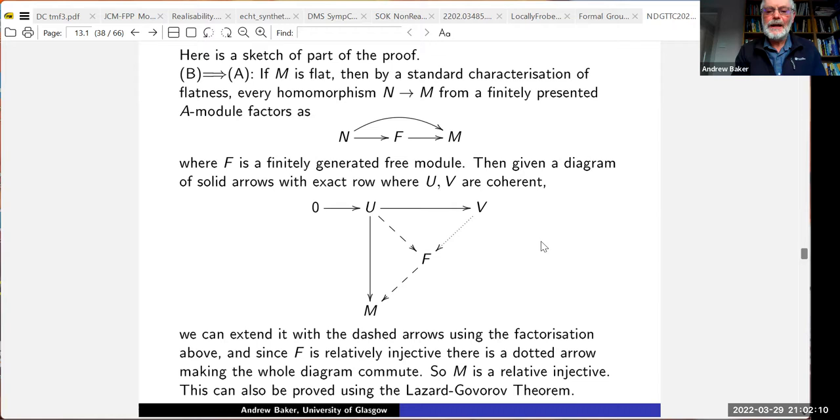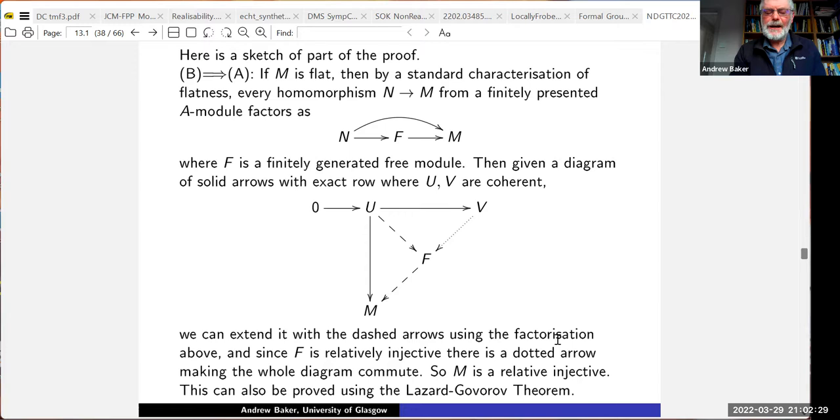You can also do it using what some people call the Lazard theorem, or the Lazard-Govorov theorem, which says flat modules are filtered colimits of finitely generated free modules. So that's a more direct proof, but it uses a heavier hammer.